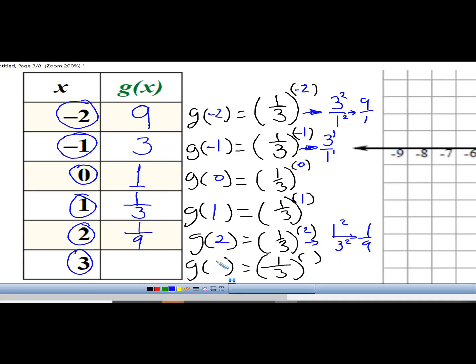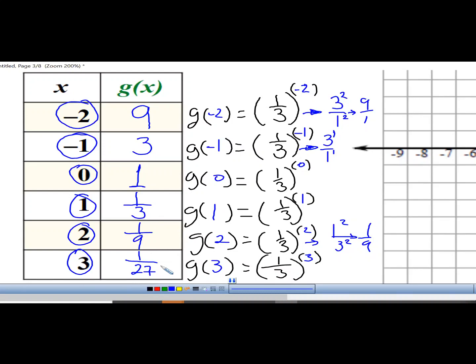Last but not least, to the third power. Distribute the exponent. So you should have gotten 1 over 27. Check your work from last night. See if that's what you have.